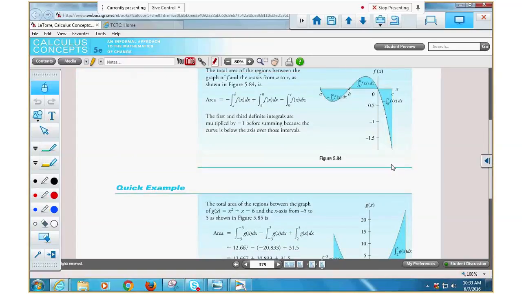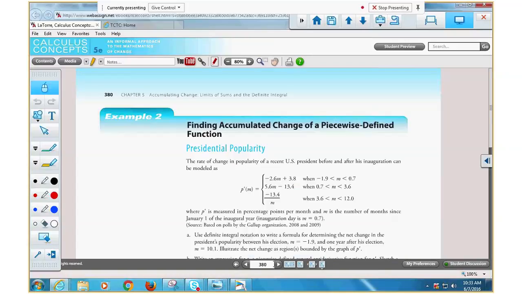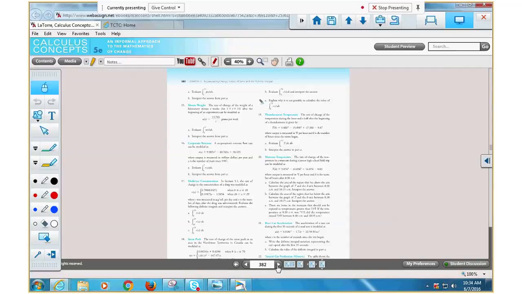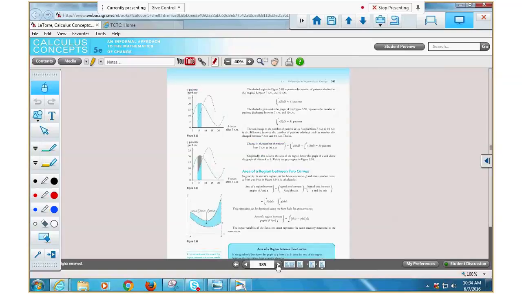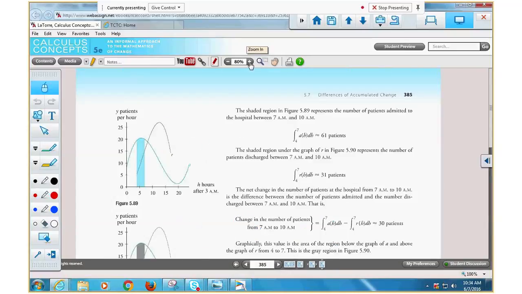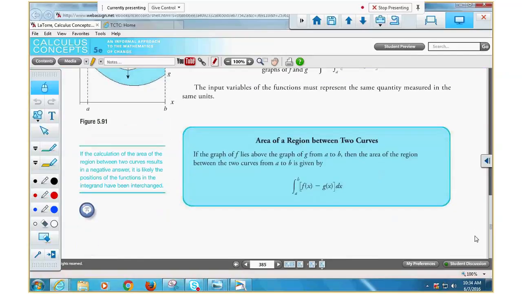There's those two. And then the only other thing I want you to write down today is the difference of two curves. Trying to find it. Hold on. Yes, there it is. Oops, sorry. It's the wrong button. There we go. Write that down. Page 385.